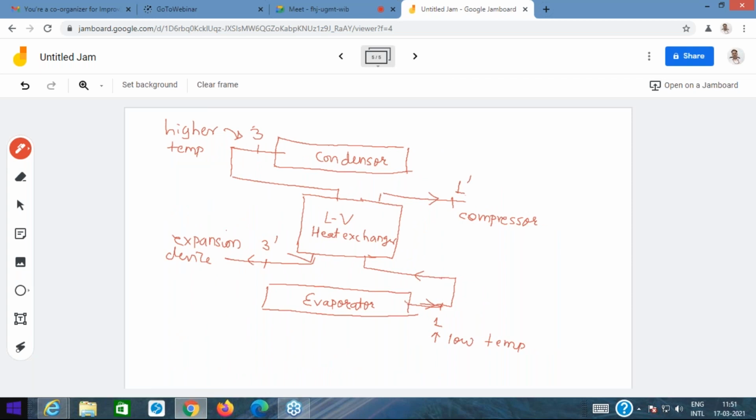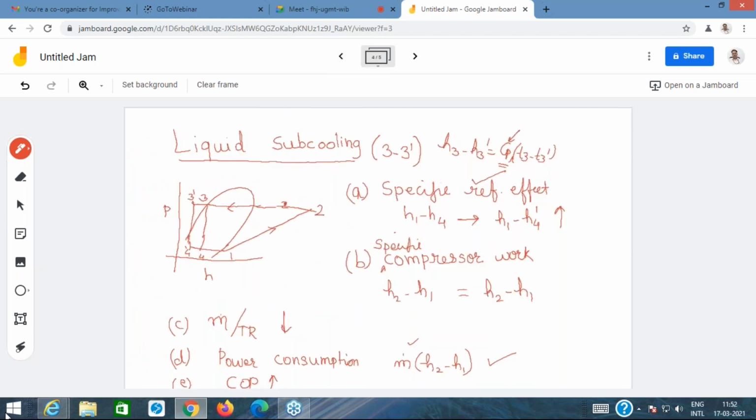The second thing is that it would increase the specific refrigerating effect because you are achieving subcooling, right? Why does this specific refrigerating effect increase? Because your point 3 shifts to 3 dash, and hence your 4 shifts to 4 dash, and hence your specific refrigerating effect increases. However, because the compressor work increases, such a scenario might not necessarily increase the coefficient of performance.